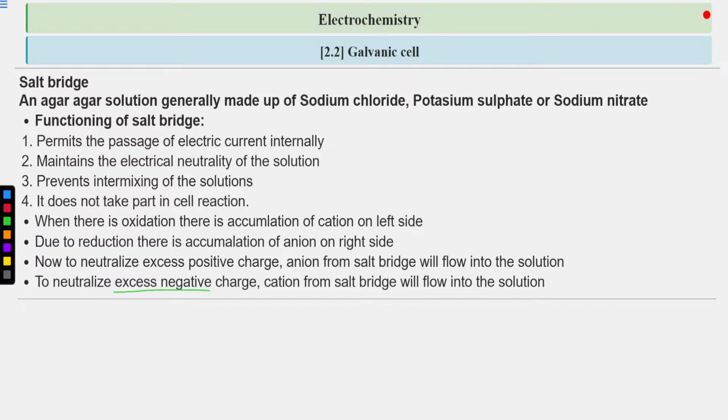To neutralize the excess negative charge, similarly, the cations from the salt bridge will flow into the solution. So the main thing the salt bridge is doing is maintaining the electrical neutrality of the solution. If there is an excess of negative charge accumulated, the cations will flow from the salt bridge to neutralize that negative charge, and if there is an excess of positive charge, the anions will flow from the salt bridge and make the solution neutral.